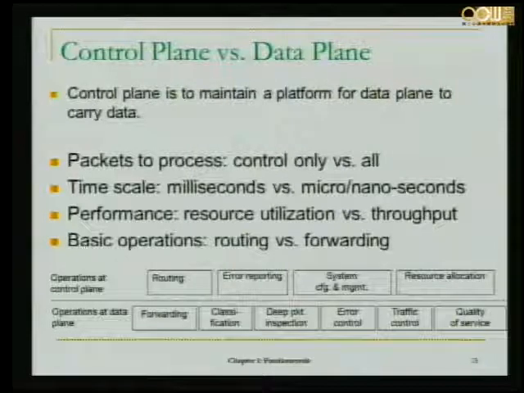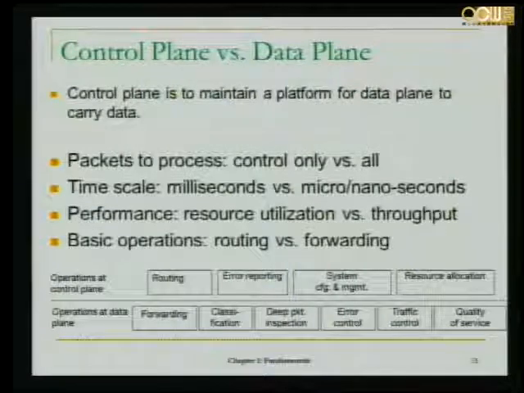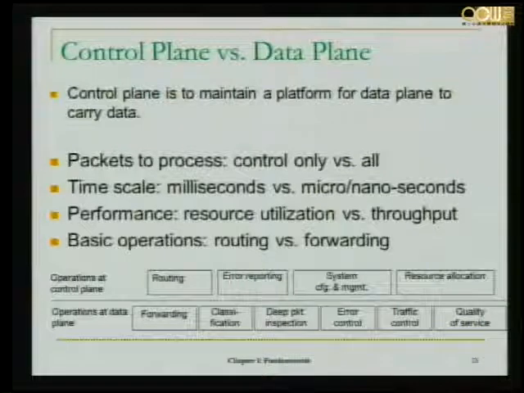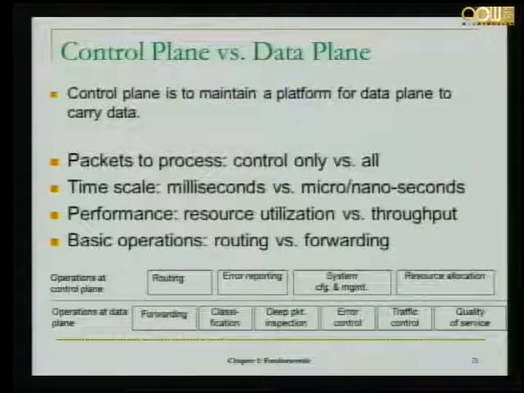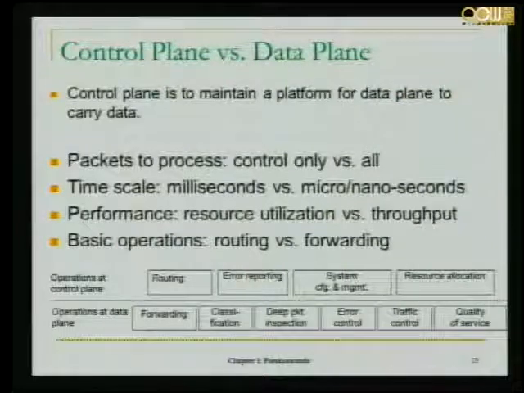In the performance aspect, in the control plane, we care about the overall resource utilization. However, in the data plane, we care about the throughput, how fast we can pump the packets. The best example of control plane operation is routing, while the best example for data plane is forwarding. However, most literature does not differentiate them that much.